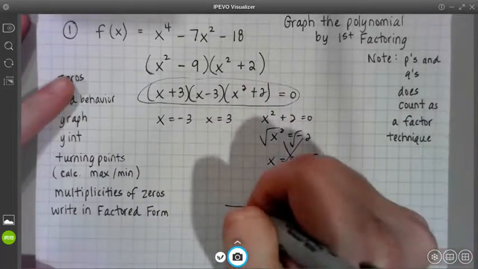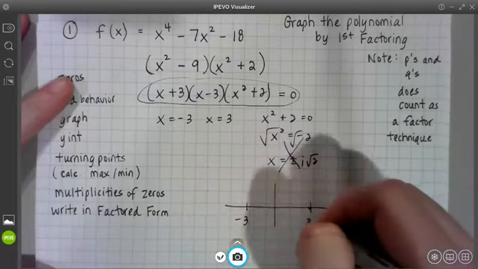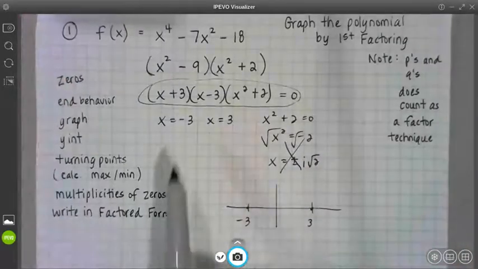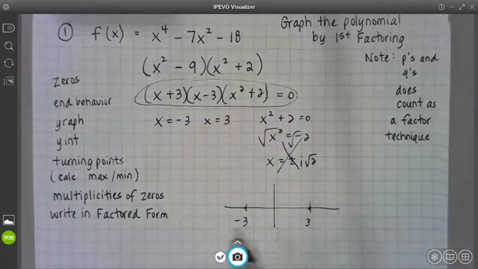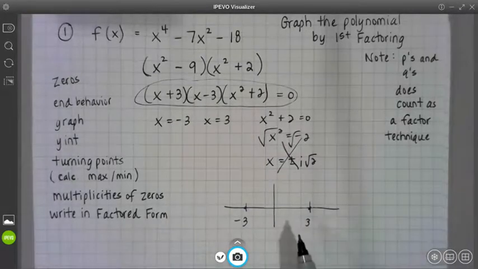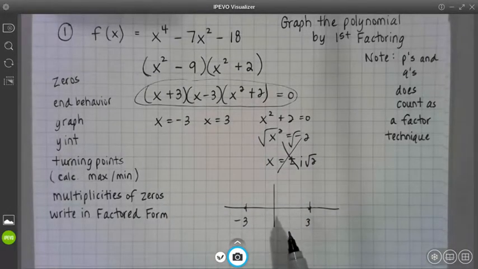I think they're going to make you graph it online, which is easier. All right, you got 3, you got negative 3. They each had multiplicity 1, so they are just straight crossover points. They're not bounces. They're not going to flatten out or anything like that. They're going to cross over like normal.